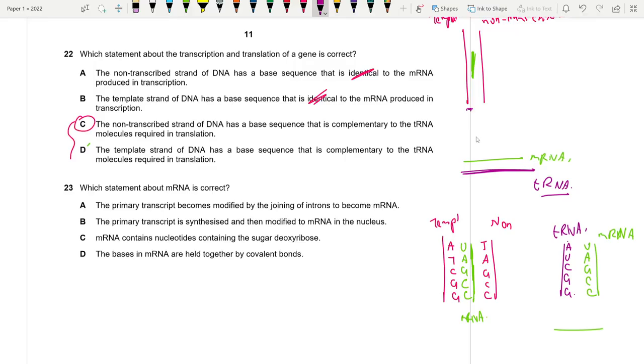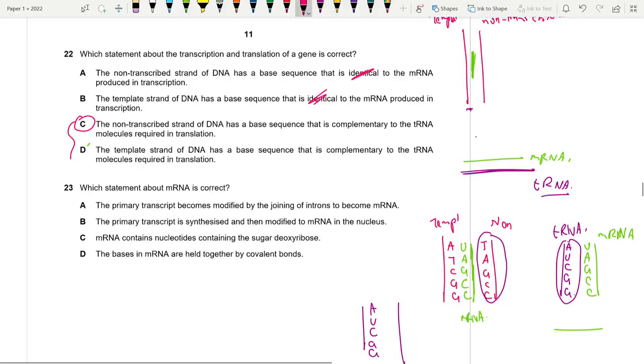Check it. This one is complementary to this one. Do you get it? Because AUCGG, and here the pink strand, the non-transcribed one, is TAGCC. Get it? That's why the answer is C. Tricky. You need to know this. Also, the template strand is complementary to mRNA.